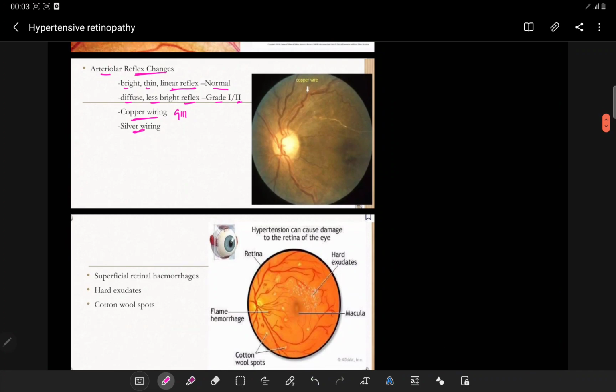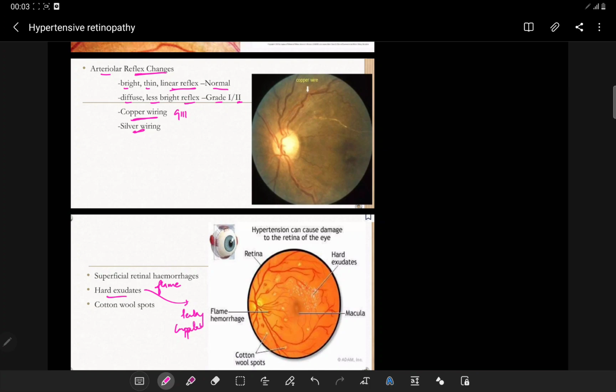Then there are the superficial retinal hemorrhages, which are usually flame-shaped retinal hemorrhages, seen in the posterior pole. We have the hard exudates. What are the hard exudates? These hard exudates are basically lipid deposits in the outer plexiform layer of the retina, which occur due to leaky capillaries.